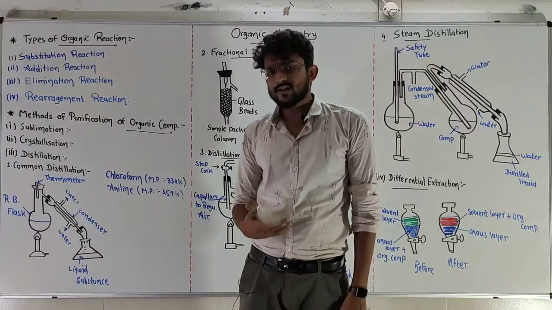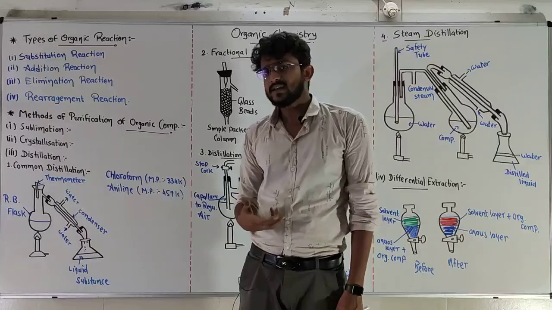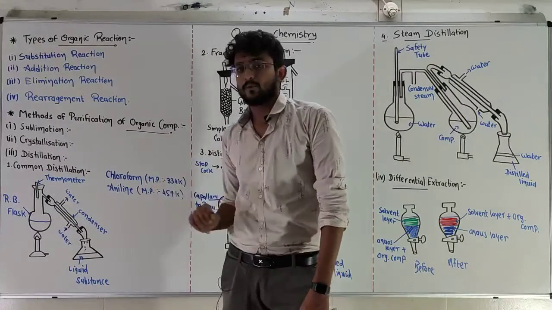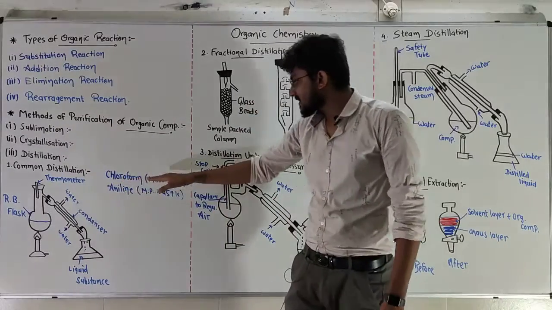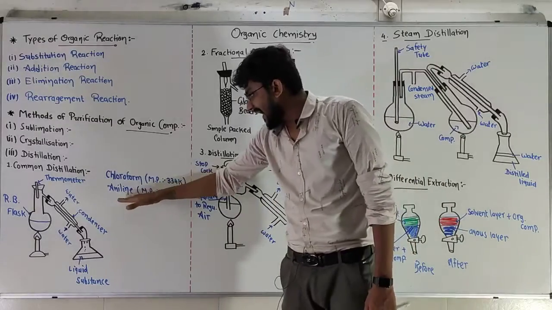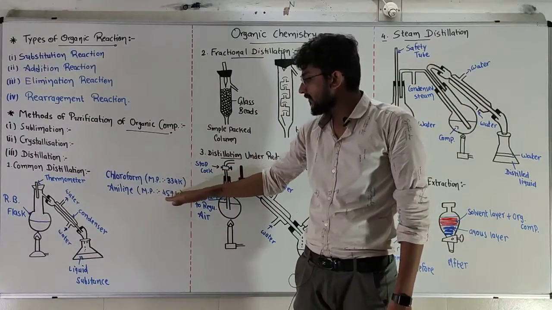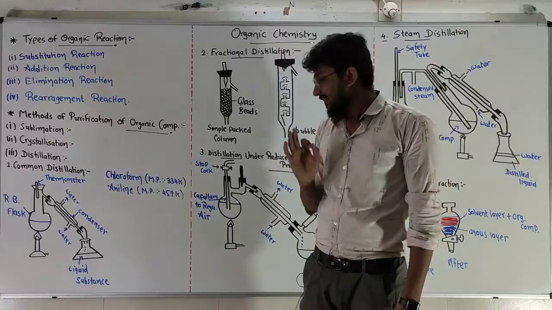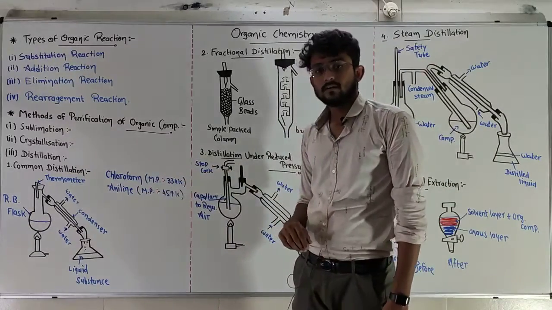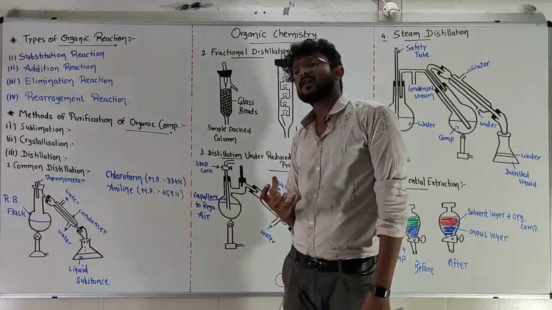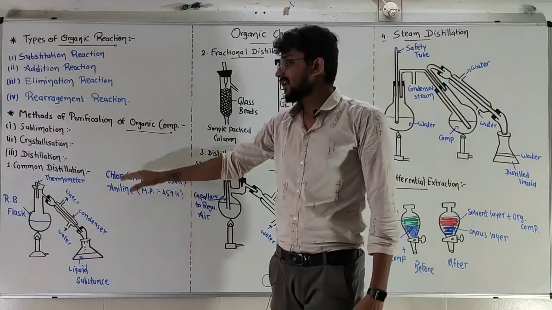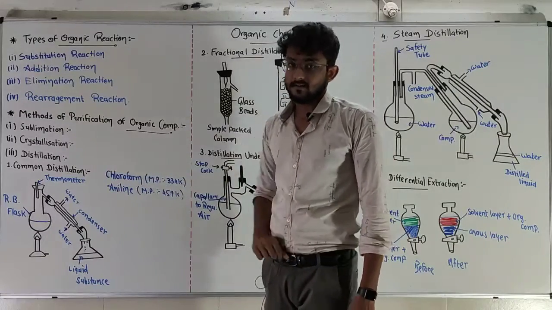Now, what is the difference in the physical properties of chloroform and aniline? There is a large difference in their boiling points. Look at this. Chloroform has its boiling point near 334 Kelvin, whereas aniline has its boiling point near 457 Kelvin. That's why, because of the difference, when we heat this mixture, chloroform will be vaporized first and aniline will remain in our vessel.